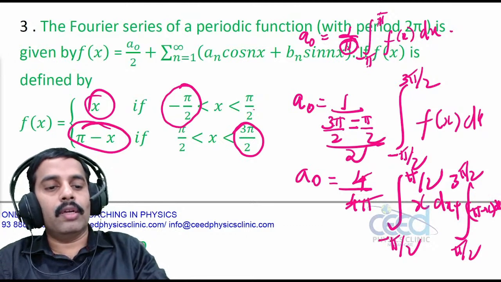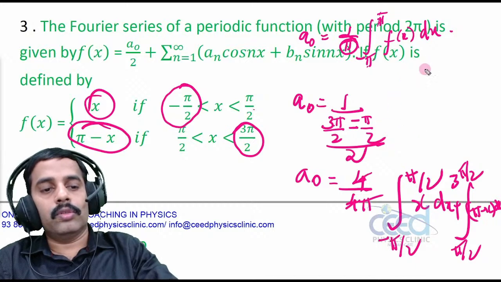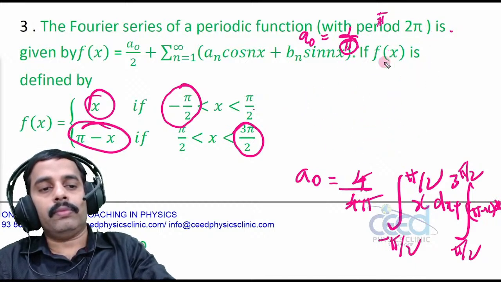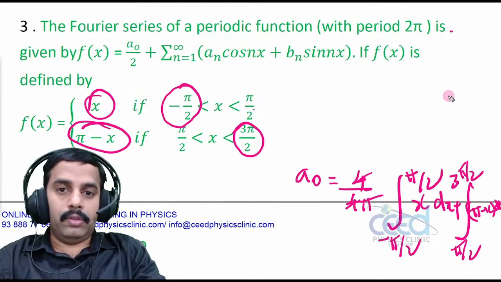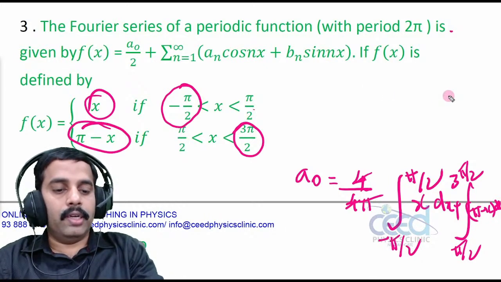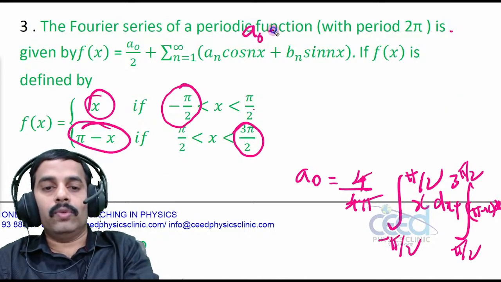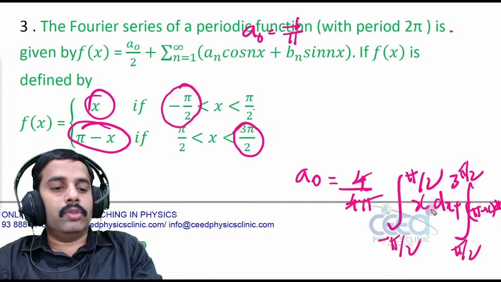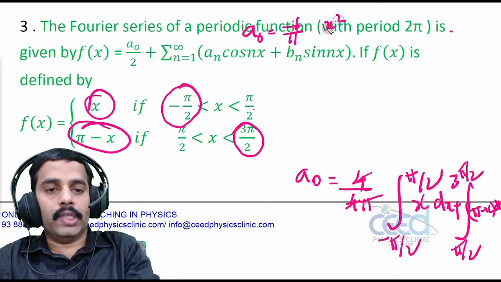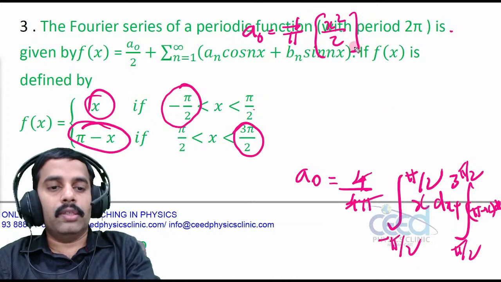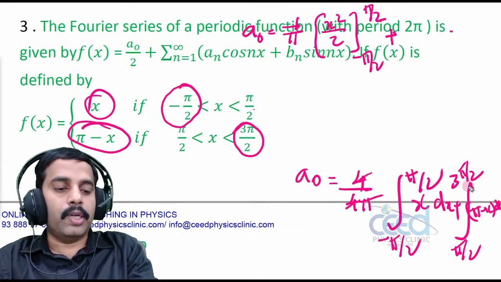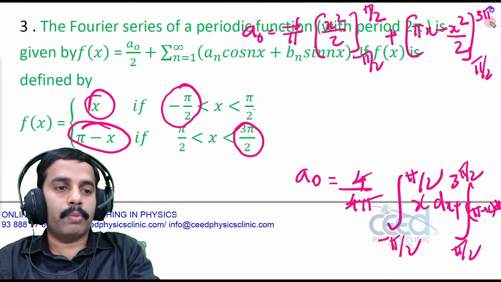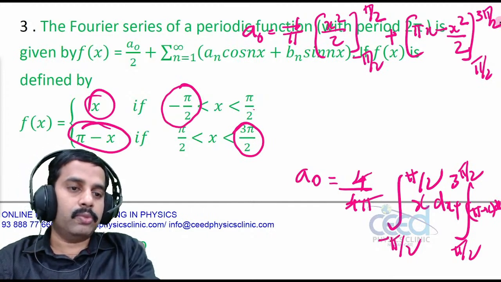Now we can integrate, right? Then substitute. Okay, so when I integrate, a0 is equal to 1 by pi into x square by 2, with limits minus pi by 2 to pi by 2, plus this part will be pi x minus x square by 2, with limits pi by 2 to 3 pi by 2, right? So I have integrated this part.